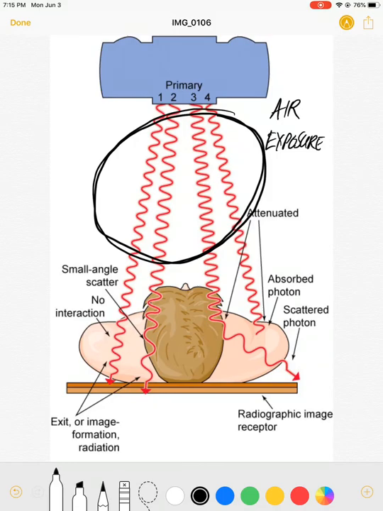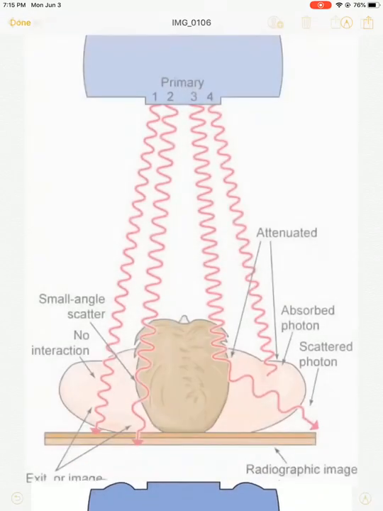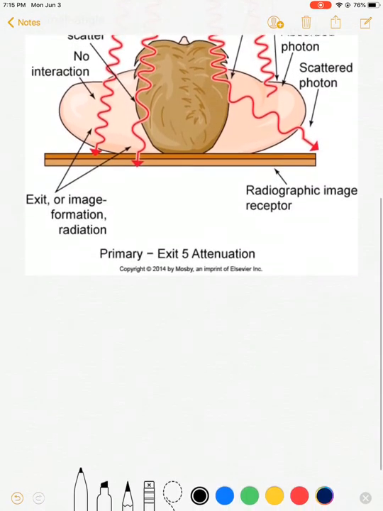Next, what's going to happen is once it's traveling in the air, it's going to get absorbed in the patient. So this is the absorbed. Again, that's absorbed in the patient. After the absorption, now we're going to talk about its effect on where it gets absorbed, and that's the effective dose. Okay?